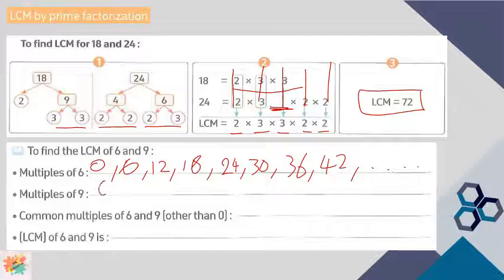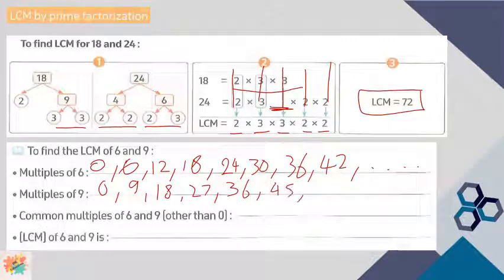Multiples of 9. It's 0, 9, 18, 27. Yes. After that 36. Okay. After it 45. Then 54 and so on.